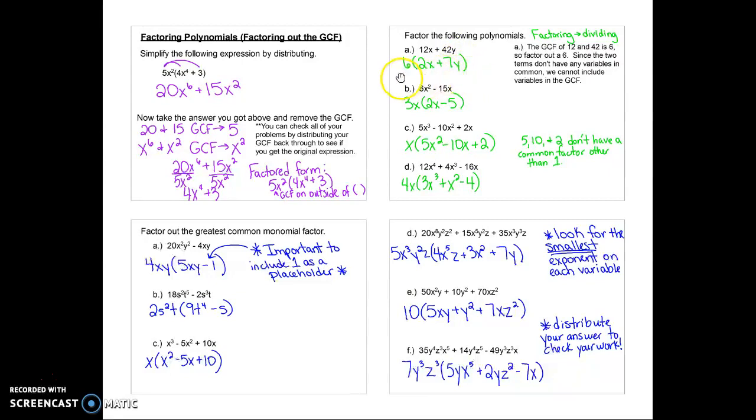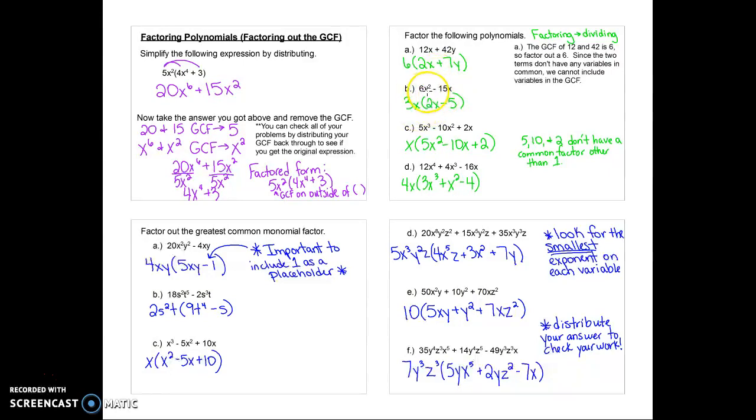Again, to check your answer, distribute this 6 back in. Make sure that you get exactly what you started with. Okay? 6 times 2x is a 12x. 6 times 7y is a 42y. So since I got exactly what I started with, I know that I pulled that GCF out correctly.